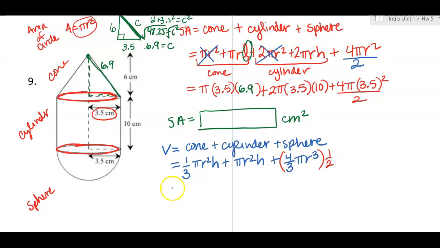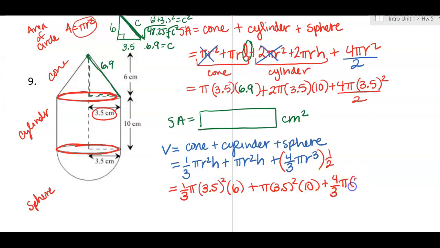And then we would just go through and plug in the radius and the height. So for the cone, the radius is 3.5 and the height is 6. For the cylinder, the radius is 3.5 and the height is 10. And then for the sphere, the radius is 3.5. And then I just have to make sure I include that half because I'm cutting it in half. And then that should allow you to calculate the volume, and that measurement will be in centimeters cubed.